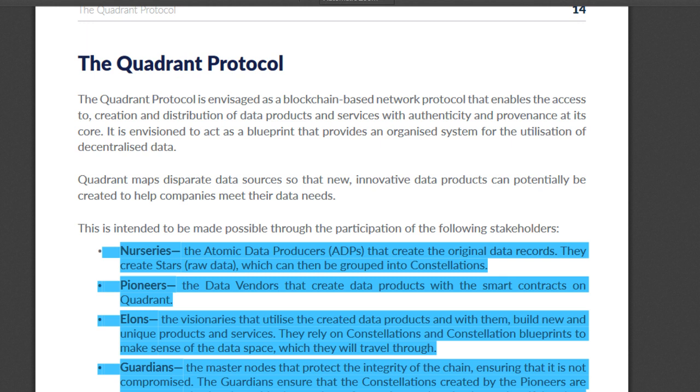And then we have guardians. So guardians are master nodes that protect the integrity of the chain, ensuring that it is not compromised. Guardians ensure that constellations created by pioneers are not compromised and provide services for stamping, authenticating, and verifying data. So that's your proof of authority signers there. That's your nodes that are authorized to make sure that as the data comes in and they mine it, it's hashed and stamped and everybody knows where it comes from, so it's in the ledger.